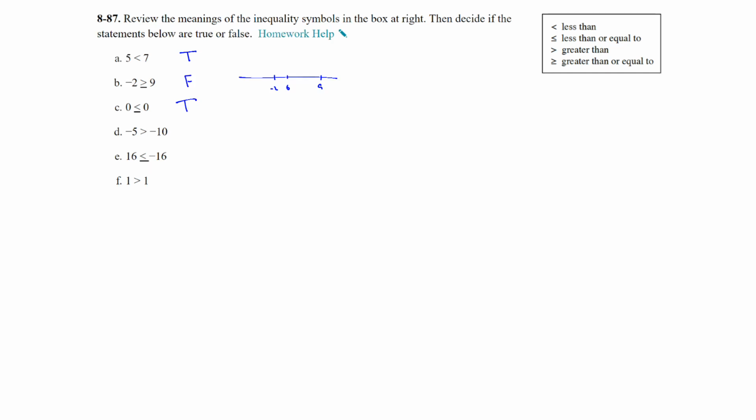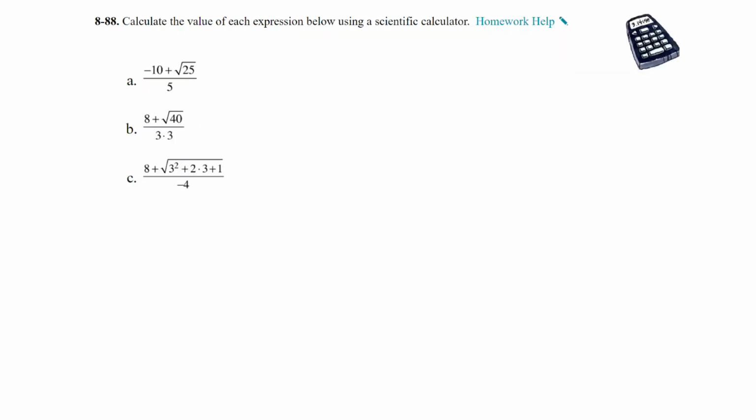Is negative 5 greater than negative 10? Here's negative 10. So negative 5 is to the right of negative 10, so yes, it is greater than. Is 16 less than or equal to negative 16? 16 is all the way over here, negative 16 is all the way over here. So 16 should be greater than negative 16, so that's false. And is 1 greater than 1? No, that's false. It is equal to, but it's not greater than.